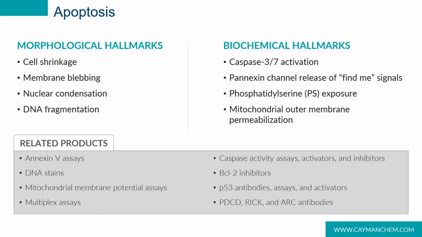Cayman offers annexin V assays that can be used to probe for exposure of phosphatidylserine on the plasma membrane. Cayman also offers DNA stains that can be used to indicate membrane permeability, as well as mitochondrial membrane potential assays, multiplex assays, caspase activity assays, activators and inhibitors, BCL2 inhibitors, p53 antibodies, assays and activators, as well as antibodies against programmed cell death, RIP-like interacting CLARP kinase, and apoptosis repressor with CARD to study apoptosis.